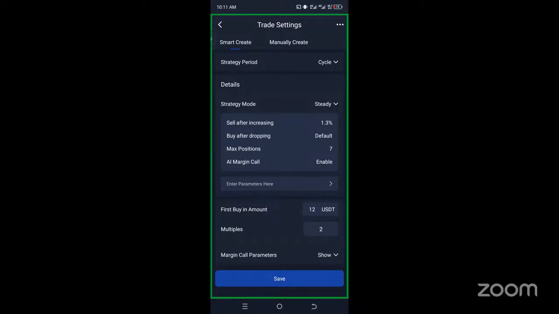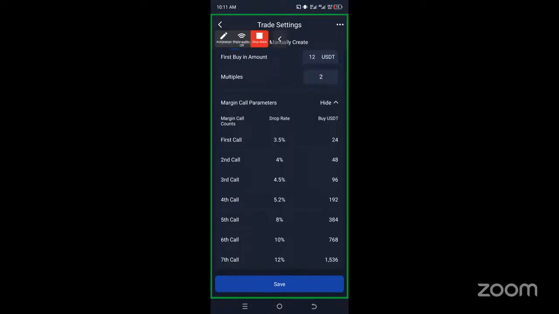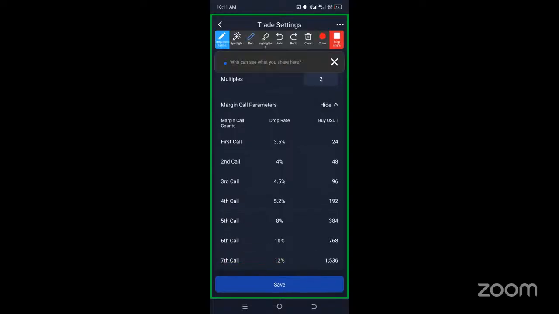We are coming to the lower part to see the margin call parameters. And as we click there, it will open and we see, those of you who have been trading, you are used to margin call drop. Here, it's margin call counts, in a smart create of course by default. And the drop is here. Then here, it is capital management by USDT, using USDT. Your capital is in USDT.